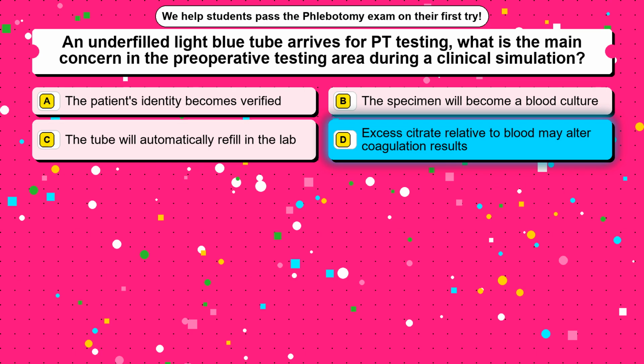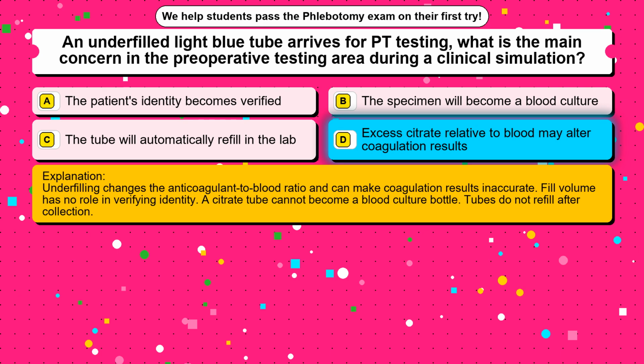Excess citrate relative to blood may alter coagulation results. Underfilling changes the anticoagulant to blood ratio and can make coagulation results inaccurate. Fill volume has no role in verifying identity. A citrate tube cannot become a blood culture bottle. Tubes do not refill after collection.